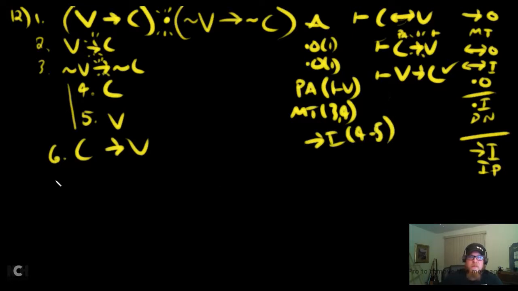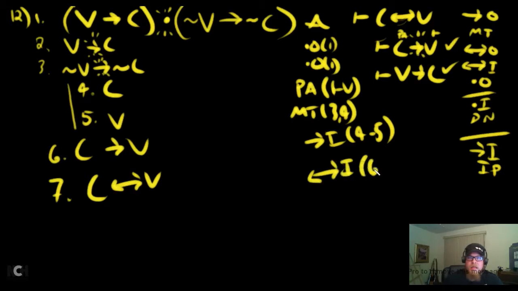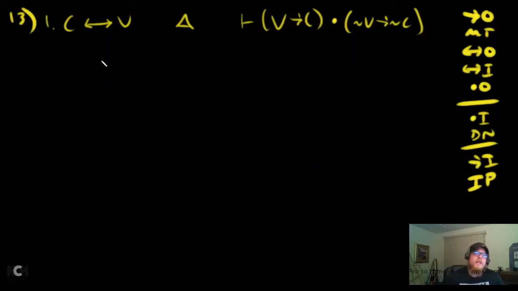Okay, now look what we got. Line 7. I've got the two things I needed to build that I said here. I got check marks now. I got this thing, and I got this thing. Now all I need to do is put them together. C double arrow V, double arrow in, line 6 and line 2. Or you could say line 2 and line 6. That's fine too.